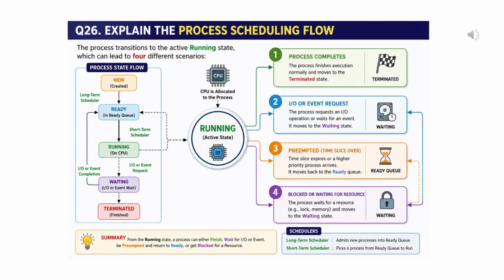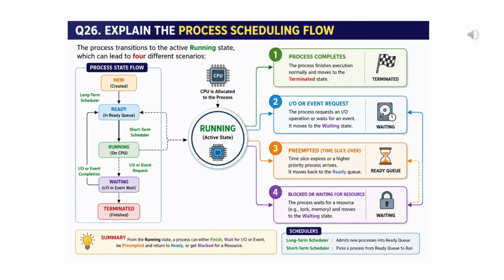The first possibility is that the process successfully finishes its execution. In that case, it simply exits the system. The second possibility is that the process requires an input or output operation. For example, reading a file or printing a document.